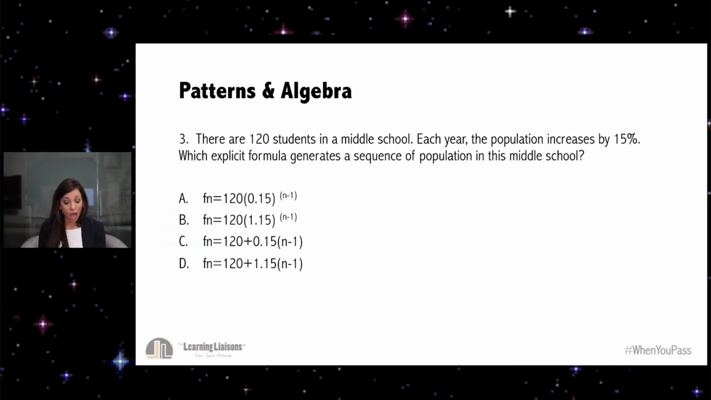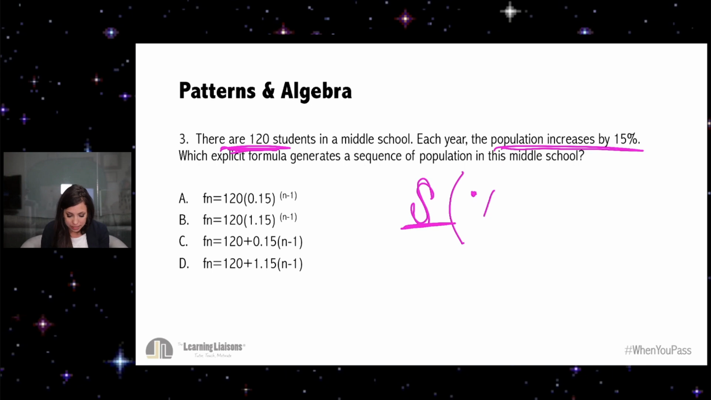All right, we know that there's 120 students and our population is increasing by 15%. So we know that we're starting with 120 students and we want to find the increase each year. So our formula is going to be our starting number or our starting population. So we'll put an S for start times our percent to the n minus 1 power. N is the number of years that we're looking at. So we know that we're starting with 120, but here's where people make a big mistake.